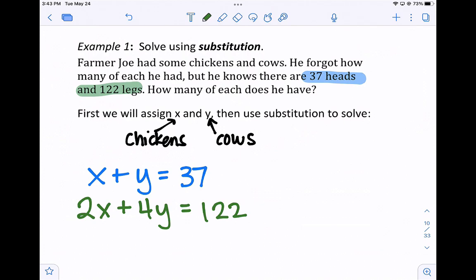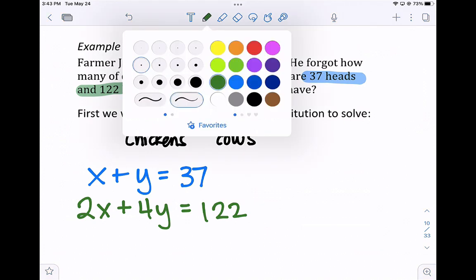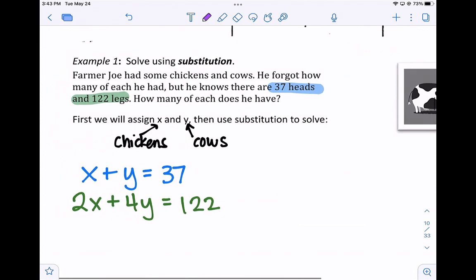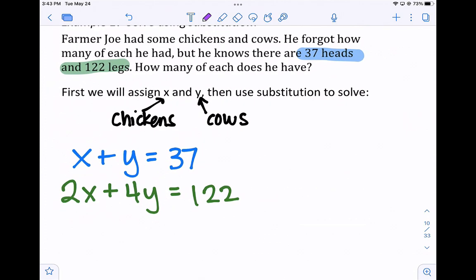So we could graph these and solve, and what we're trying to find is the point of intersection. That's solving a system, being 2 or more equations that you're solving. Another way is we can use substitution. So substitution kind of starts out the same as graphing. We're going to pick an equation and solve for one of the variables.